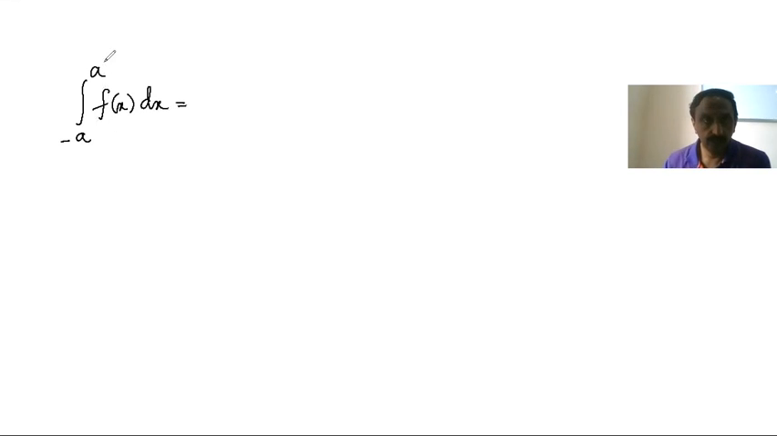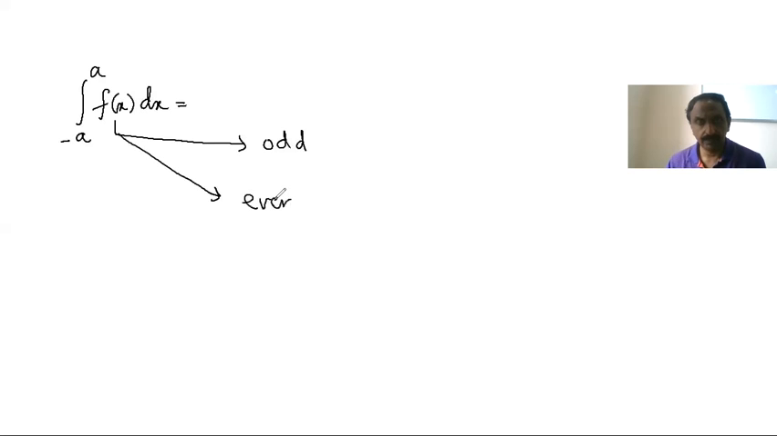What we are going to do is the last theorem of this particular definite integral, the integral from minus a to a of f of x dx. This is the last theorem, last subtopic. Now, depending on the function, there are two possibilities with this function. The function can be odd, or the function can be even.